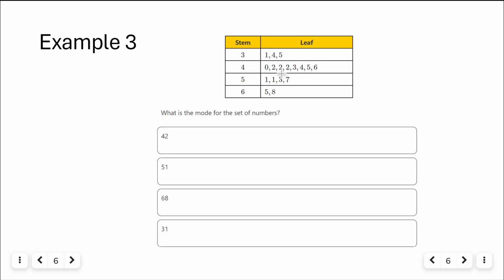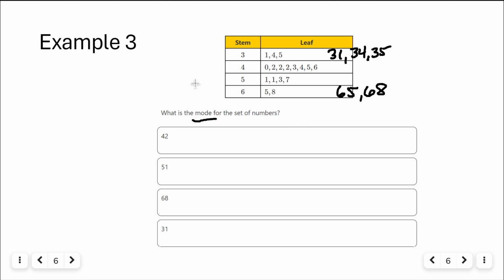Okay, example 3. Here is a stem and leaf graph. What is the mode for the set of numbers? Mode is the number that appears the most. A stem and leaf graph means, for example, the stem is 3 and the leaf is 1, 4, 5, which means that the numbers in this row are 31, 34, and 35. Okay, the numbers in the last row are 65 and 68. So the stem means the number to start each one of these numbers is a 6. So that's 65, that's 68.